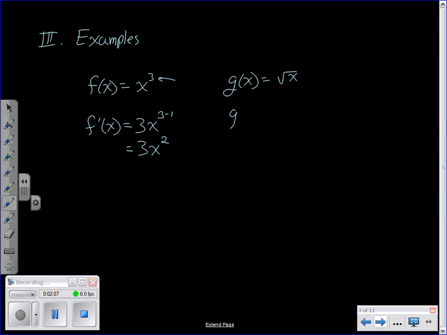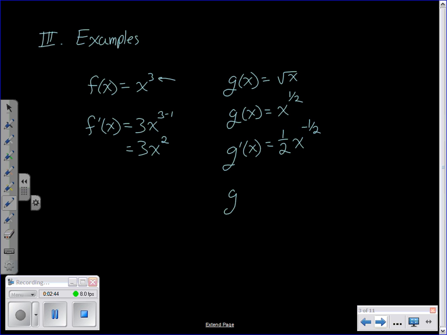In the case of g of x, I can rewrite this as a power function. You can rewrite radicals as fractional exponents. In this case, I have x to the 1/2 power. Notice that the radical is the square root, so the power of x is 1, and the root is 2, so it goes in the denominator of my fraction. Whenever I go to find the derivative, g prime of x, I have x to the 1/2 power, so I drop the 1/2 down, and then I subtract 1 from the exponent, so 1/2 minus 1 is negative 1/2. So the result here is 1/2 x to the negative 1/2.